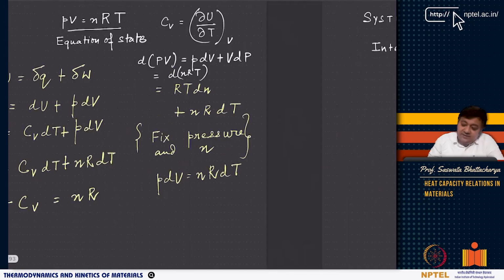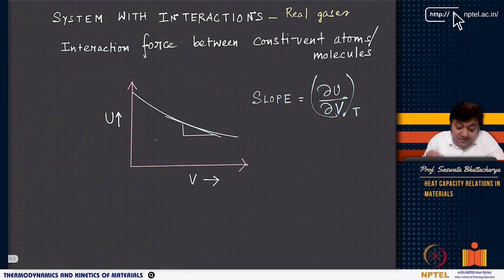Now remember, we are talking about ideal gases, and in ideal gases there is no interaction force between the molecules. That's the idea: ideal gas atoms do not interact with each other. However, for real gases you have interactions between the constituent atoms or molecules, that is, there is a force of interaction between them.